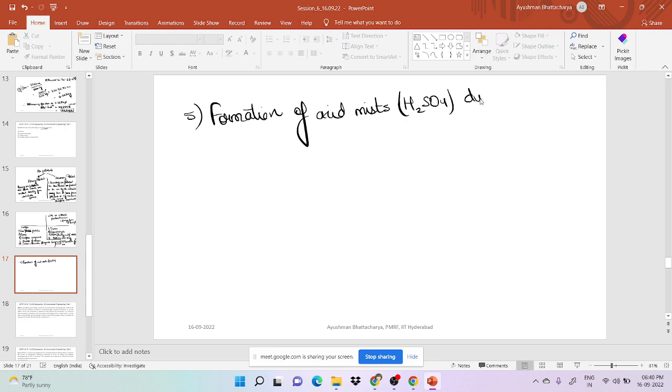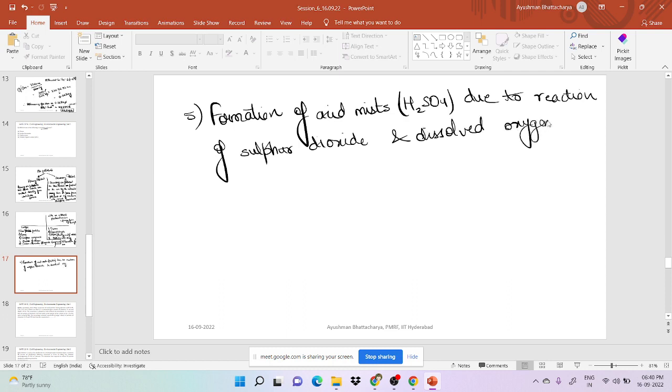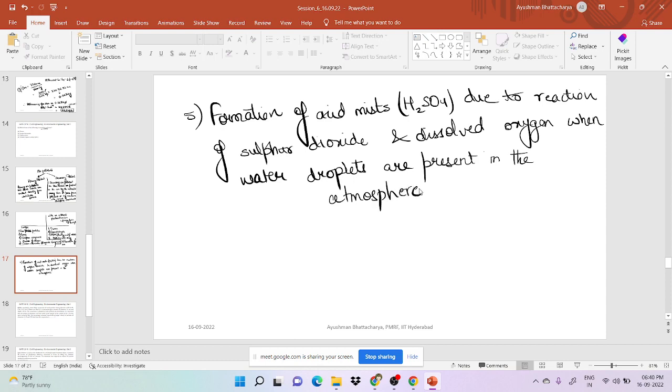H2SO4 due to reaction of sulfur dioxide and dissolved oxygen when water droplets are present in the atmosphere. I hope it is clear now.